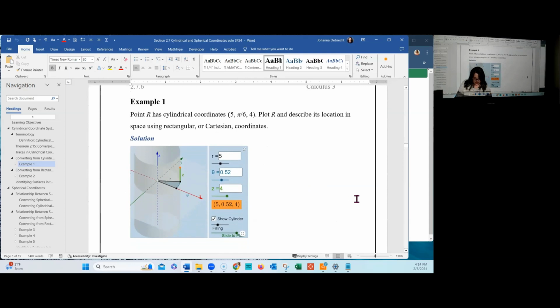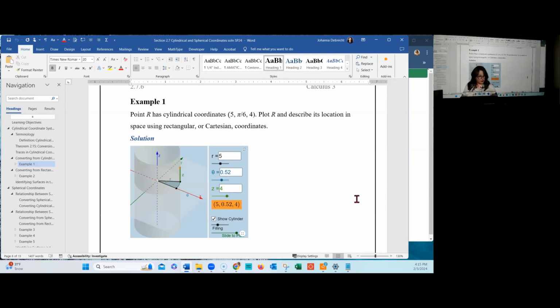In this case, we can see that point R has cylindrical coordinates given by 5, pi over 6, and 4. Pi over 6 is roughly 0.52 radians. So when we're looking at this, you can see that what we do first is we go out a distance of r, which would be 5, from the origin, at an angle of pi over 6. We plot the point in the XY coordinate plane, and then we move parallel to the z-axis up 4 units. Let's go ahead and describe this point in terms of the rectangular coordinate system.